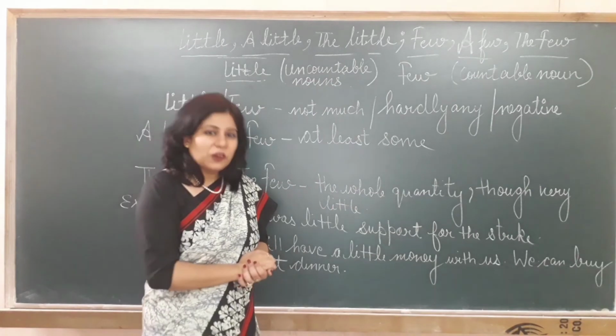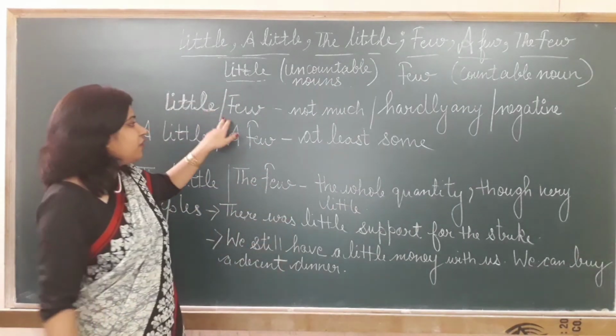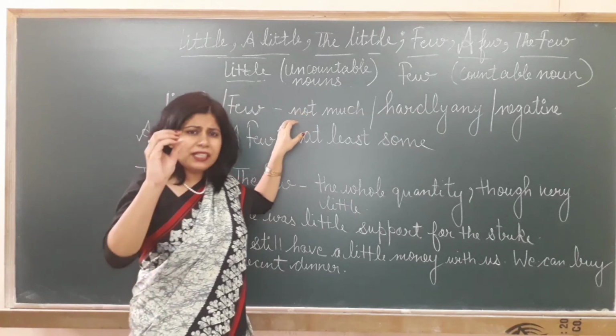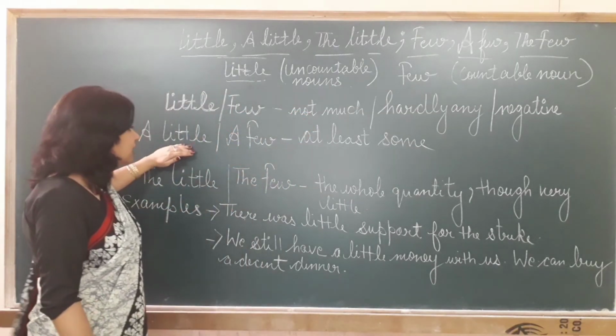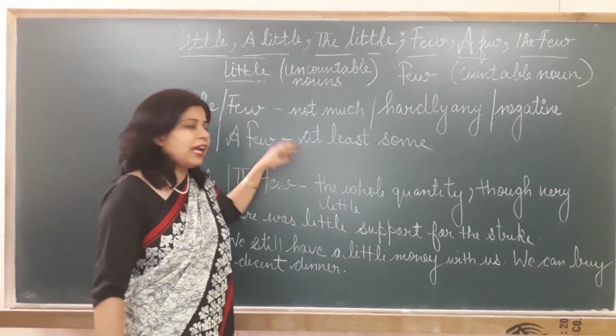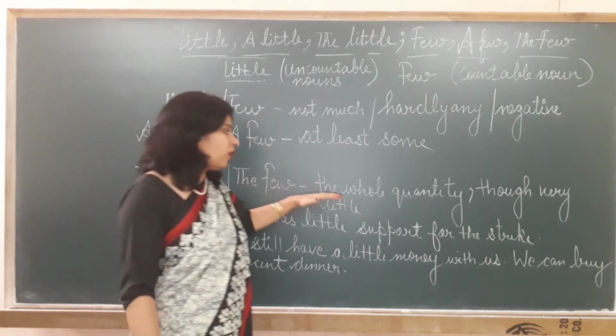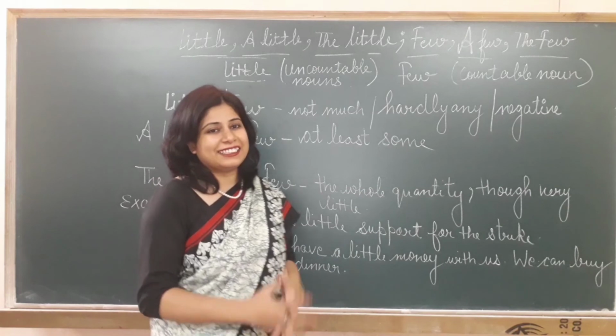Alright. So, use little and few when you want to denote very less number. Use a little and a few when you want to denote at least some. The little, the few, the whole quantity, though very little.